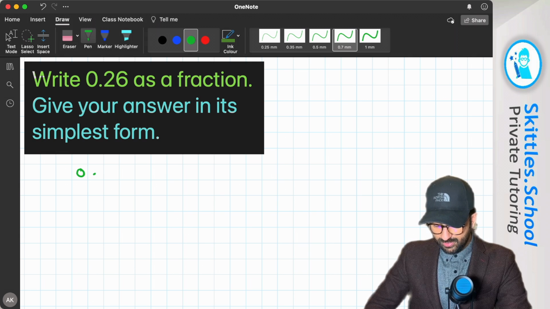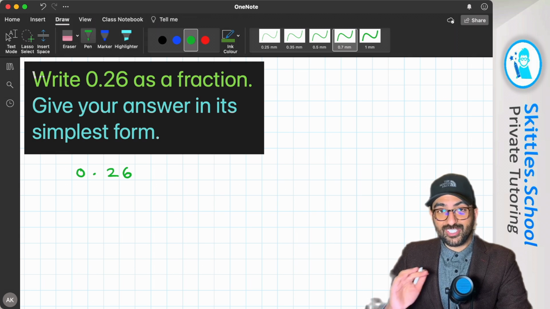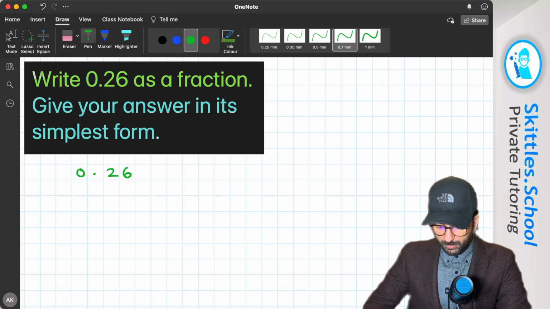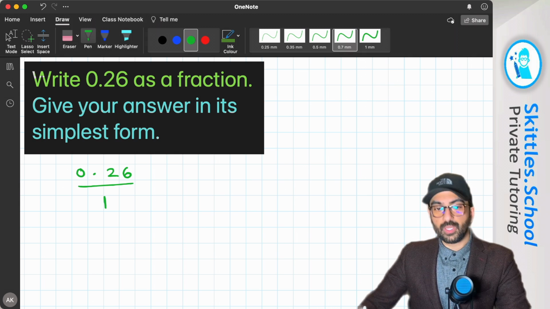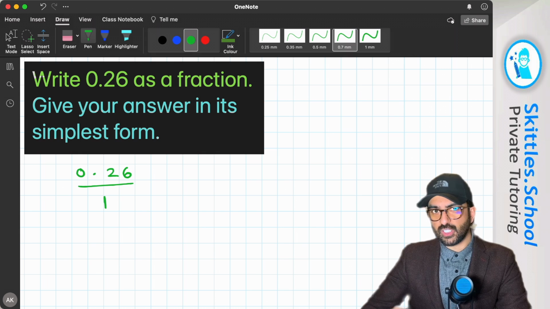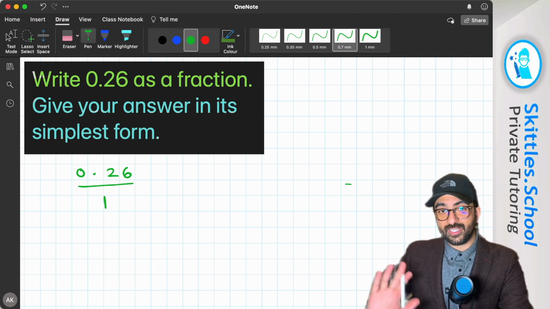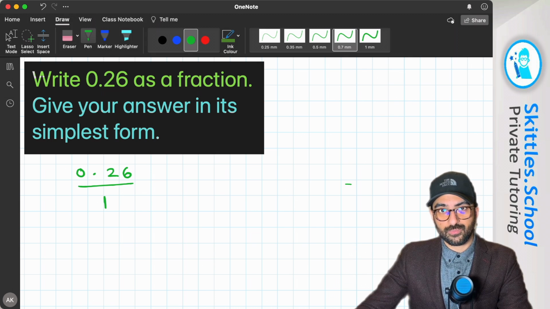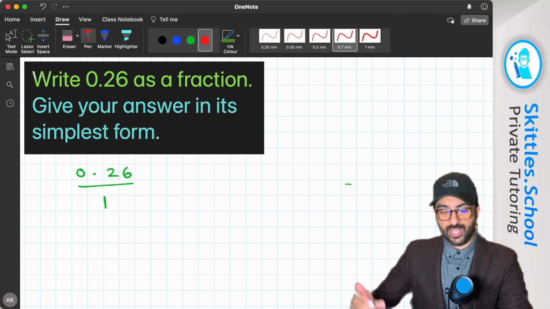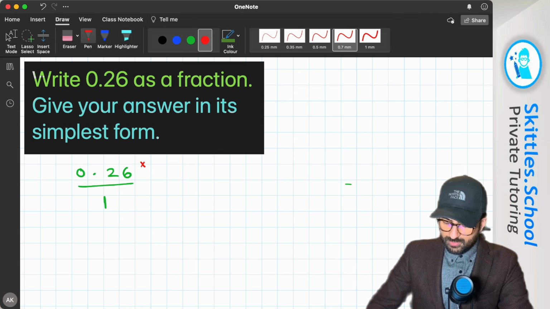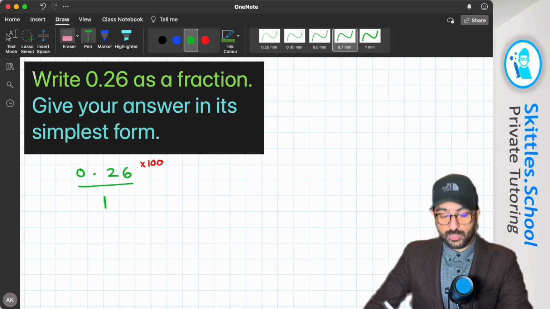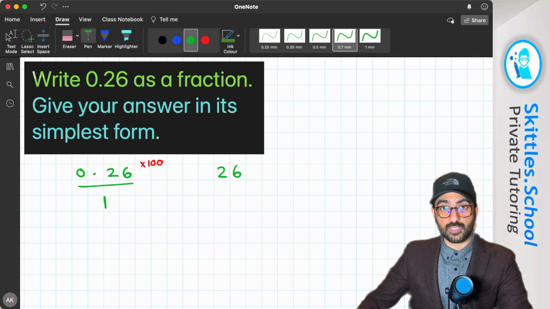So 0.26, to change any number into a fraction, all we do is we put it over 1. But we do not want a decimal in a fraction. So how can we get rid of it? Well, we've got to get rid of it by taking the decimal all the way to the end, because a decimal at the end we can ignore. So how can we take the decimal to the end? What we can do is we can times this by 100, because 0.26 multiplied by 100 is 26. And now, it's got no decimal.